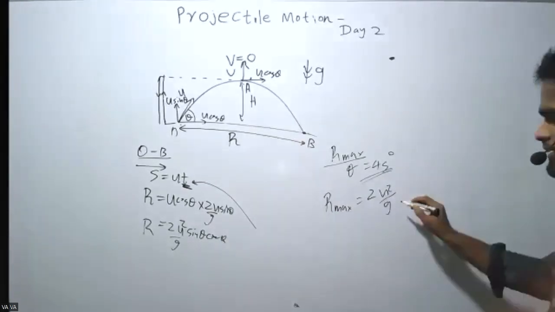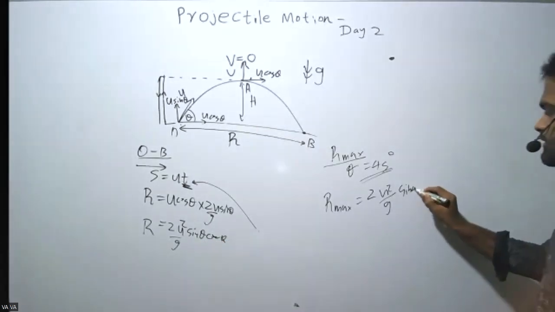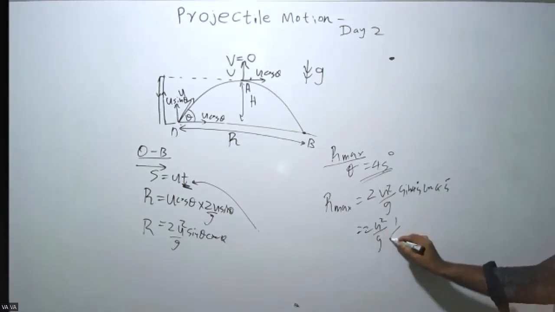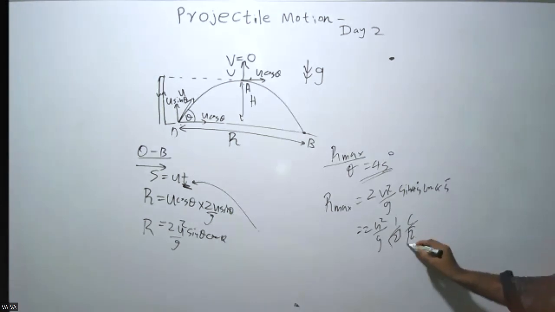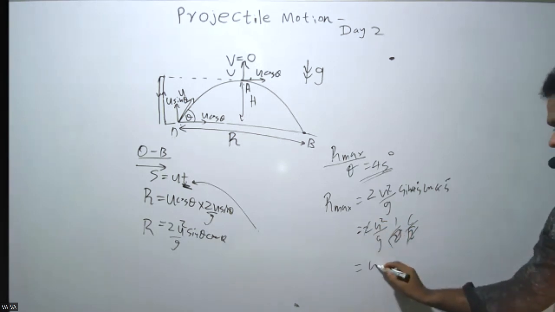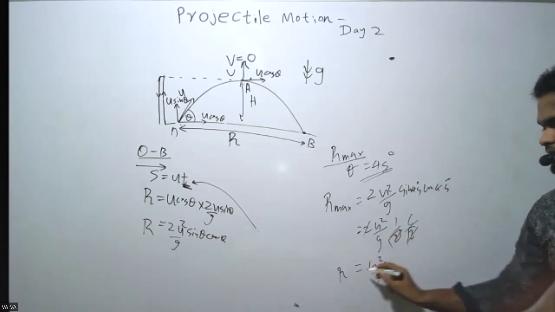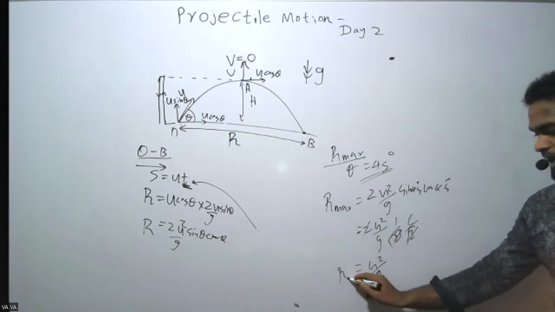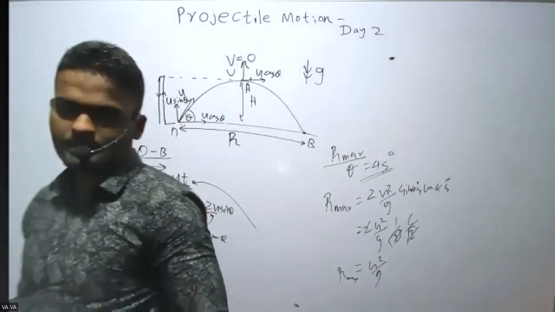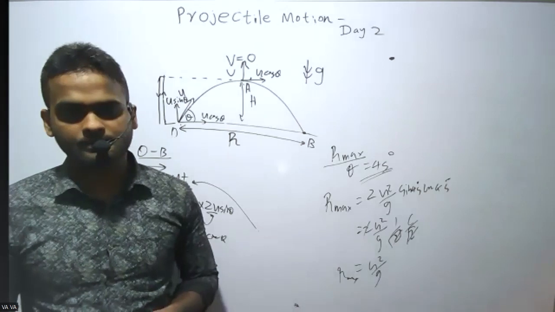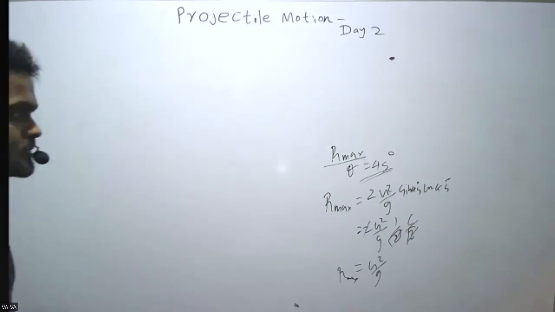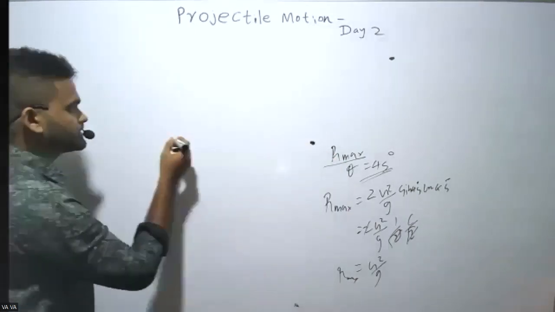2u squared over g sin 45 cos 45. Sin 45 is 1 over root 2. Cos 45 also is 1 over root 2. Root 2 times root 2 is 2, right? Then these two cancel off. Then the maximum range is equal to u squared over g. R max. So to have the maximum range, you need to have that angle to be 45 degrees, right? So this is R max.